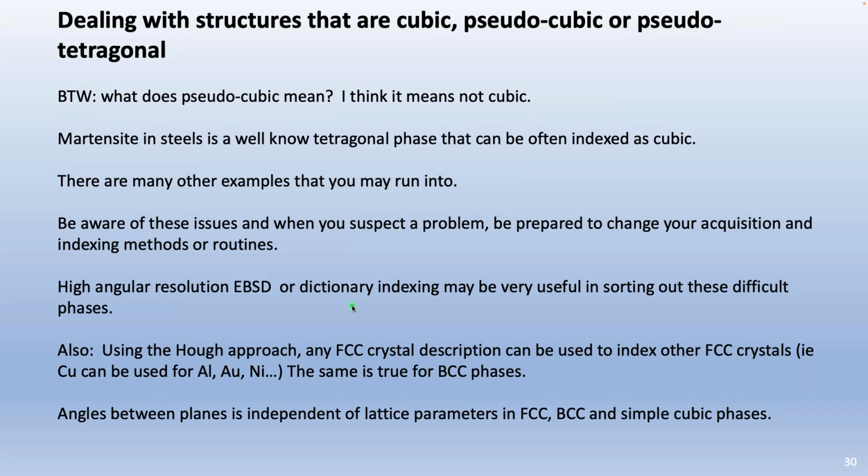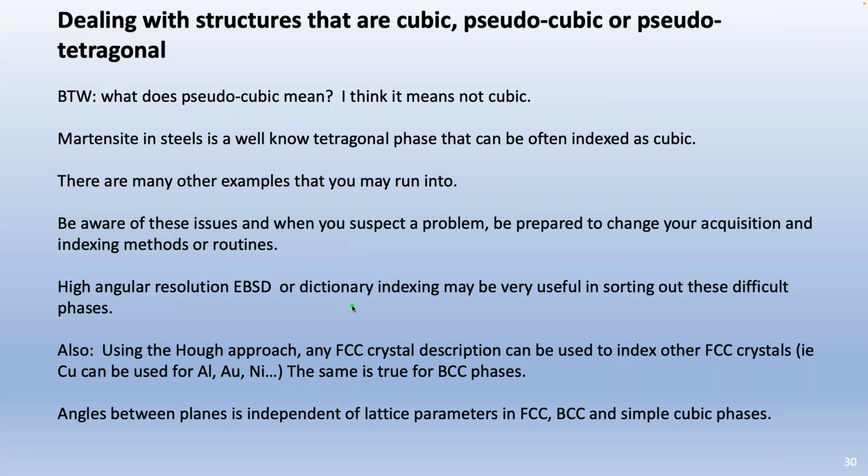There's been an awful lot of work lately in martensite and steels. It's a well-known tetragonal phase with some very small tetragonal distortions. It can often be indexed as cubic. We need to be careful that we're doing that. Many other examples we run into.